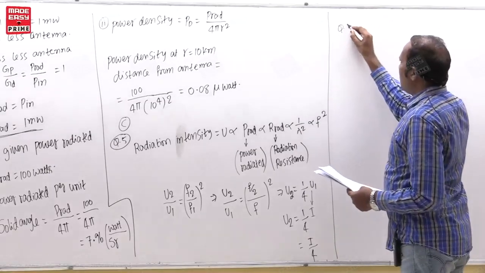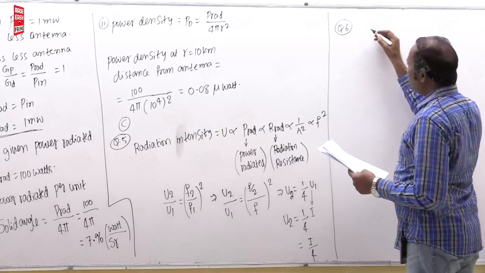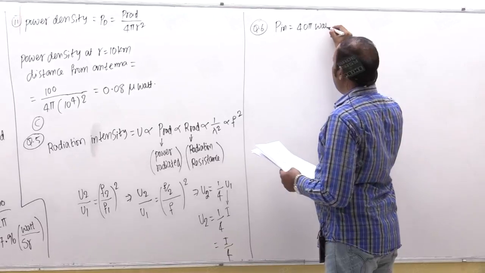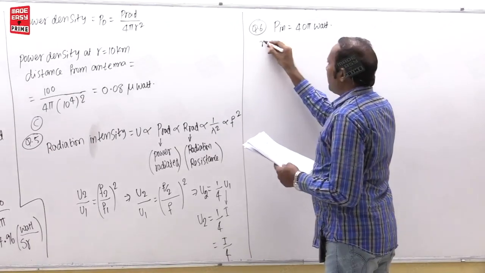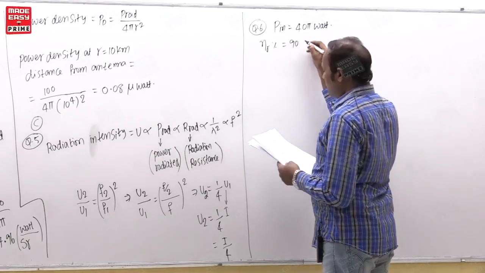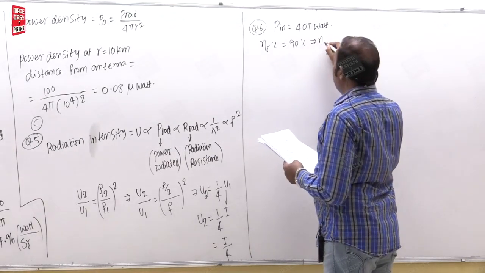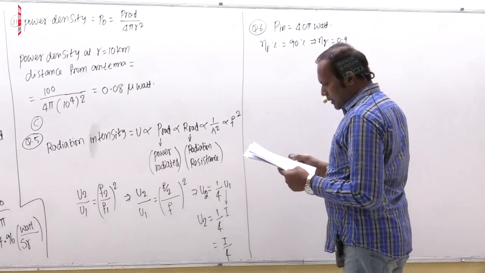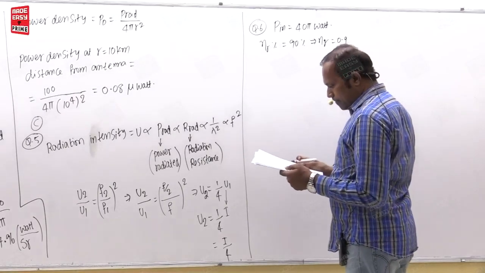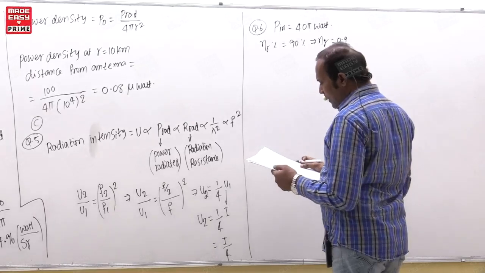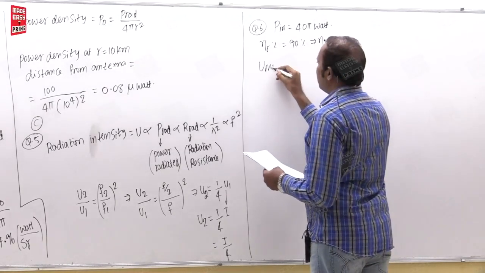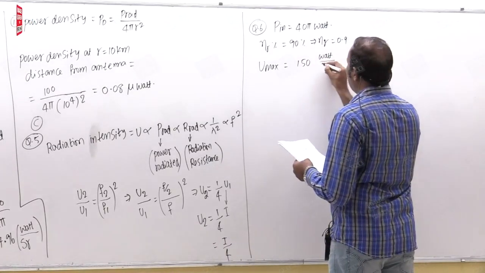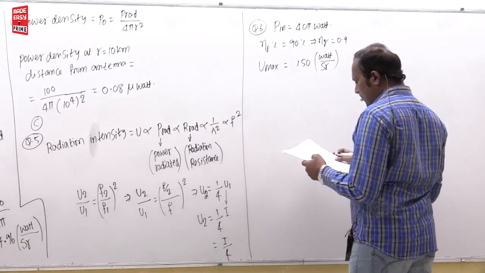Now this is question number 6. In this it is given that input power is equal to 40 pi watt and radiation efficiency in percentage is equal to 90%. That means radiation efficiency is equal to 0.9 if you remove the percentage. Next, the maximum radiation intensity is 150 watt per steradian, given.